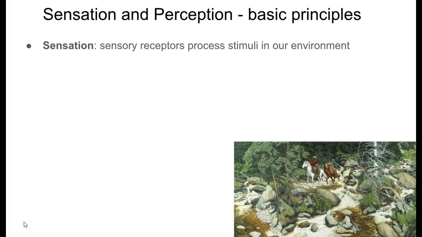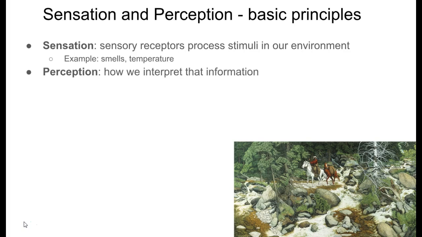Sensation is when you take things in your environment, which we call stimulus, and our body processes them via sensory receptors that we have all over, in our eyes, in our nose, on our body. The example might be something like smells and or temperature that is received through our sensory receptors in our nose and on our skin, and that is sensation.